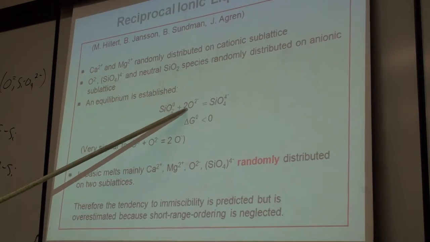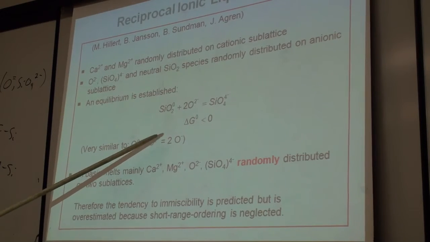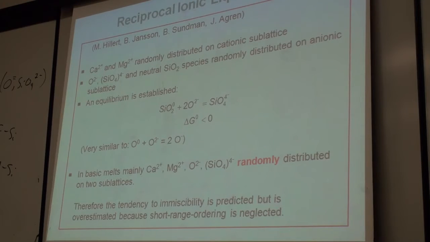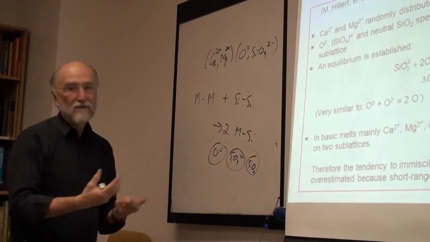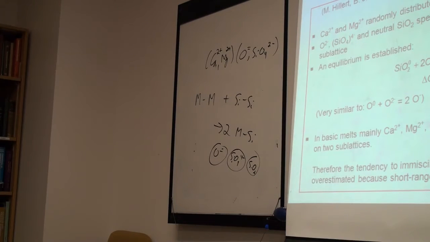So this is an equilibrium going on in this model on the anionic sublattice, and the delta G for this is negative. So this is actually quite similar to this bond-breaking reaction: O0 plus O2 minus produces 2 O0. But the way they're distributing these is just not right. This model actually has, on one sublattice, oxygen ions, SiO4 ions, and SiO2 molecules, so it doesn't explicitly take into account the network. Pure silica is considered to consist of SiO2 molecules on a single lattice.